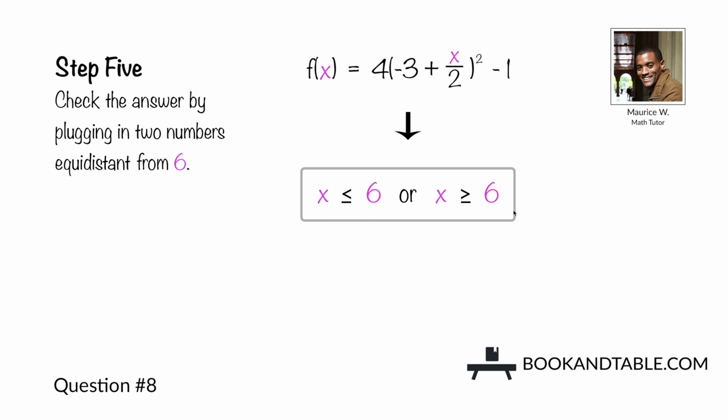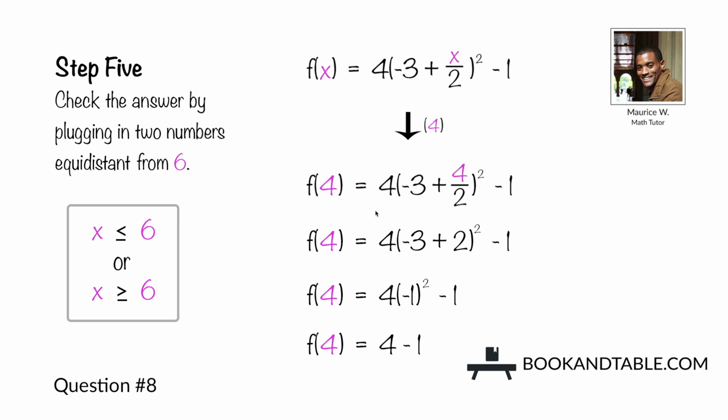And now we can check the answer by plugging in two numbers equidistant from 6. So we'll go down 2 to 4 and go up 2 to 8. We'll use even numbers since what we're plugging in will be divided by 2.